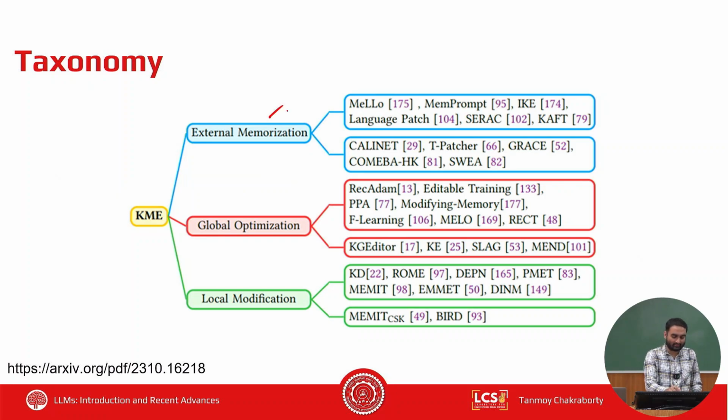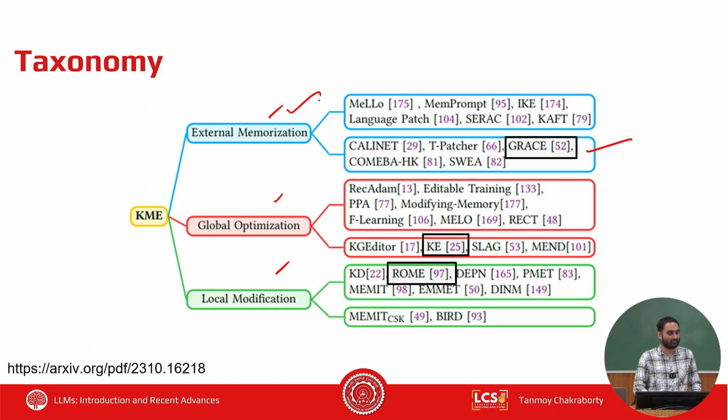Now in these three categories, you see lots of methods proposed in the last 2-3 years. In today's lecture, we will discuss one of these methods from each category. We discussed GRACE from the external memory category. We discussed Knowledge Editor from the global optimization category. We discussed ROME from the local modification category, and these are very highly cited, well-studied papers. Okay, thank you.